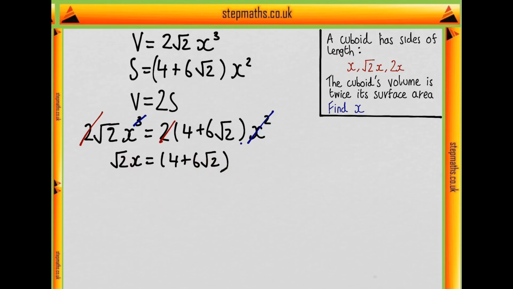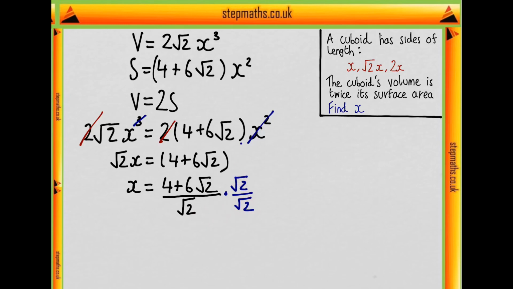Divide through by root 2, and we do get an expression for x equal to something. We're not quite done, because it's a bit of an ugly form. We've got an irrational denominator. I'm not a big fan of that. How can we get rid of that? Well, if we multiply through by root 2 over root 2, that'll do it, because it'll take the denominator to 2.